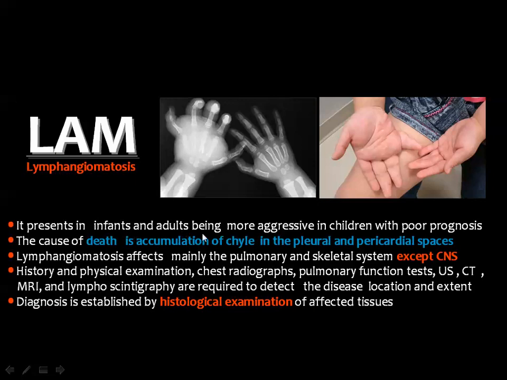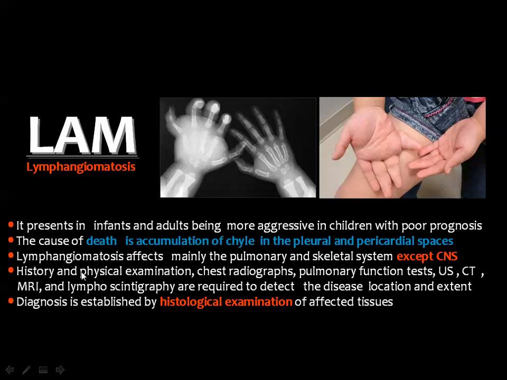This lesion may present in infants and adults, but it's more aggressive in children with poor prognosis. The death is usually a complication of accumulation of chyle in the pleural or pericardial space. Lymphangiomatosis can occur anywhere in the body except in the CNS because it is devoid of lymphatics.